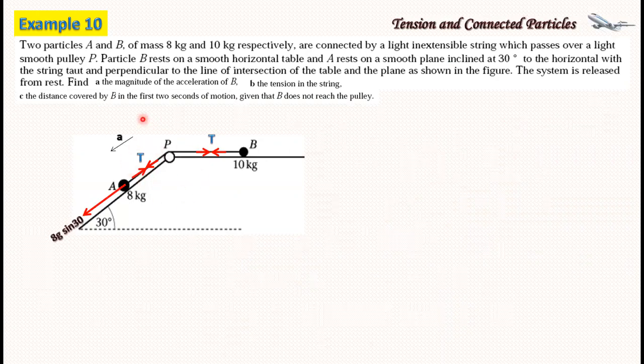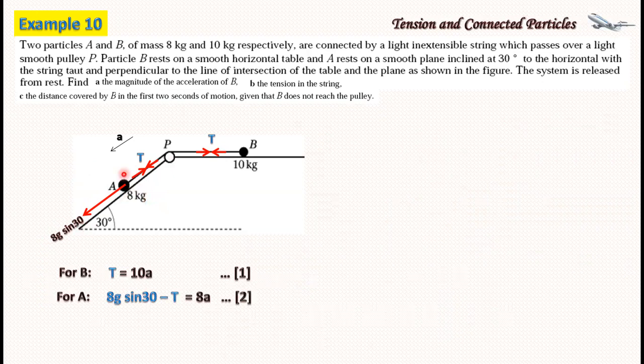Then we know that the system accelerates in this direction. So for B, we will have T equal to its mass times acceleration. There is no other force acting on B apart from this tension. So this tension should be equal to the mass of B times its acceleration. And then for A, since it moves downwards, we have 8G sine 30 minus the tension equal to the mass times the acceleration of the system.